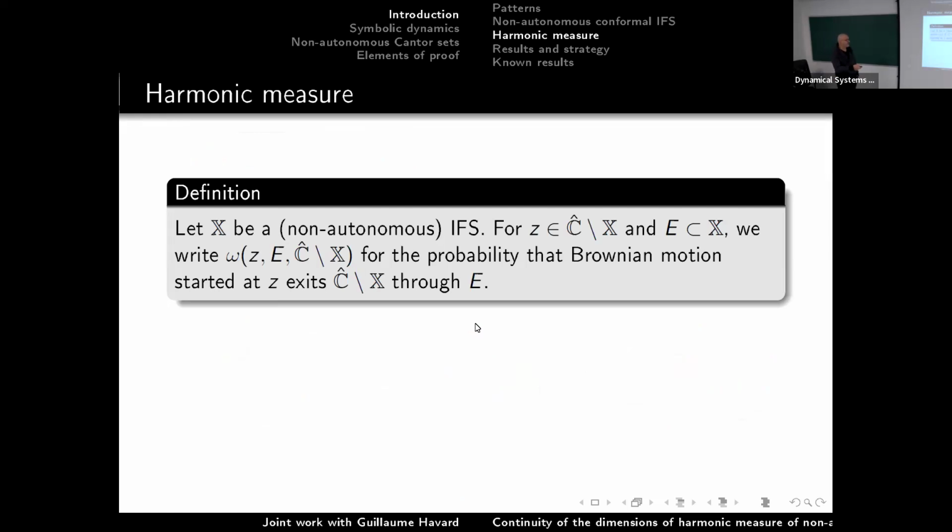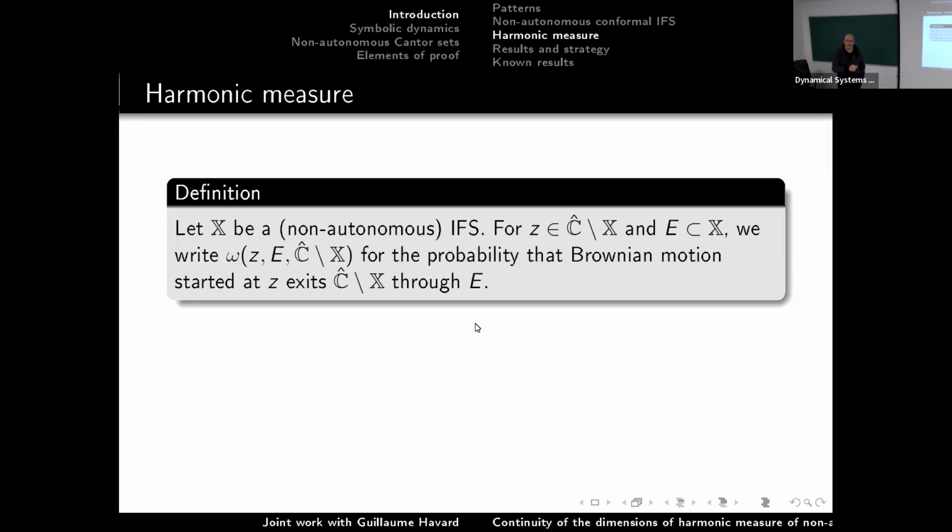This is the definition of harmonic measure through probability. I think that everybody knows it. So when we have a domain, not only a non-autonomous IFS complement, but a domain, we choose a point in the domain, we start Brownian motion at this point, and the harmonic measure of any subset E of the boundary would be the probability that Brownian motion exits the domain omega through E.